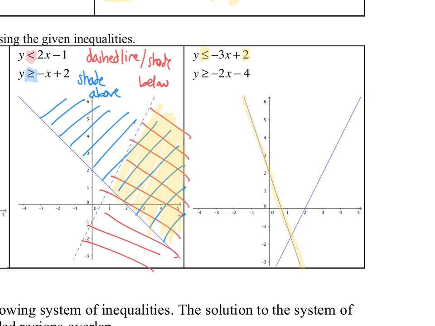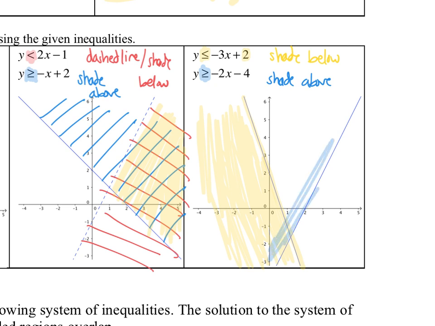So the less than or equal to, remember, means shade below that line. So what I'm going to do is shade below that line. I'm just going to shade everything that is below that line, which would be over here. Okay. So when I do that, now I'm going to look at the second equation. And in my second equation, I have y greater than or equal to negative 2x minus 4. And I know that greater than or equal to means to shade above. And I'm going to shade above my other solid line.